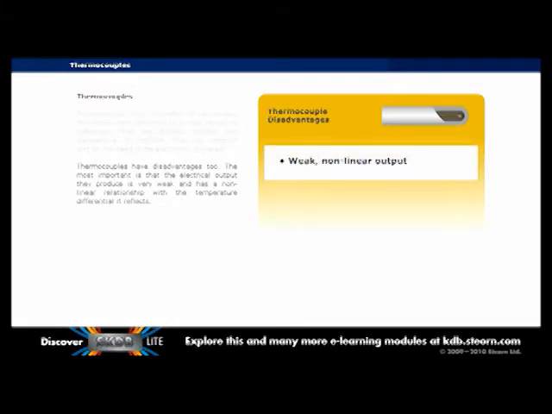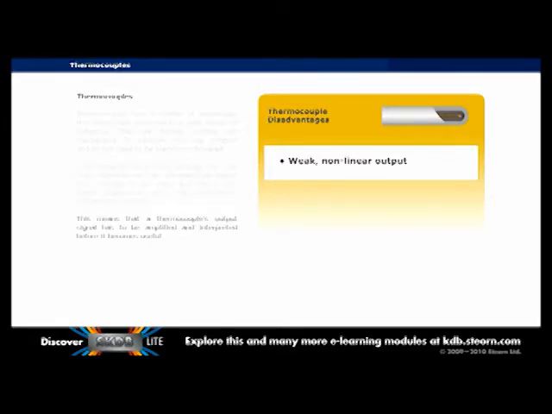The most important is that the electrical output they produce is very weak and has a non-linear relationship with the temperature differential it reflects. This means that a thermocouple output signal has to be amplified and interpreted before it becomes useful.